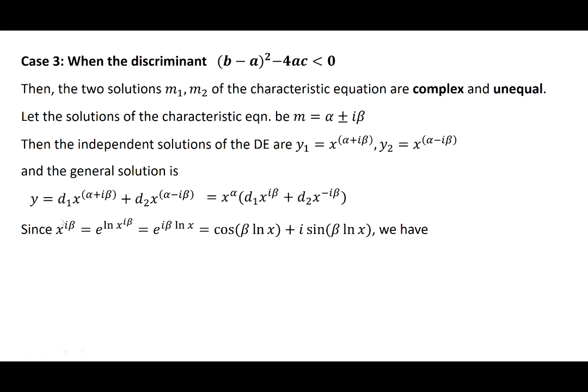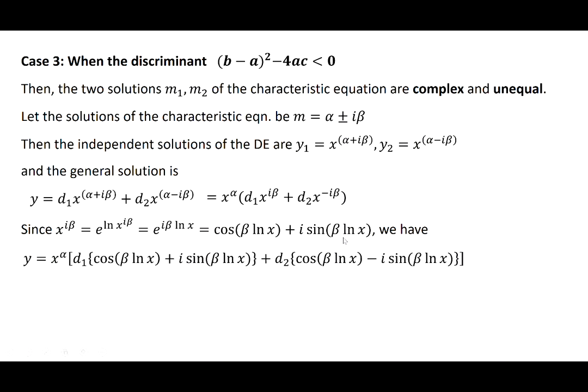A simple x to the i beta, we will write as e to the natural log of x to the i beta. When we do that, in the exponent we can bring this i beta to the front. So, e to the i beta times natural log of x. Now this looks like e to the i theta, with theta being beta times natural log of x. But Euler said e to the i theta is cosine theta plus i sine theta, so cosine of beta natural log of x, plus i sine.